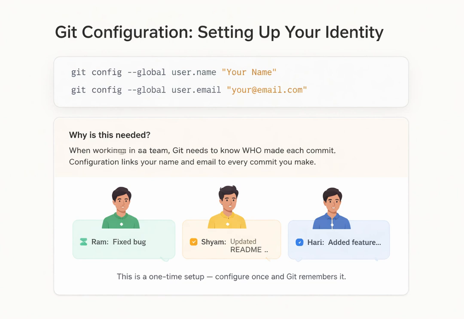When you're working in a team, say Ram, Sham, and Hari are all working on the same project, Git needs to know who made which commit. If a bug appears, you need to be able to trace it back to the person who introduced it. Your name and email get attached to every commit you make. This is a one-time setup. You only need to do it once per computer.